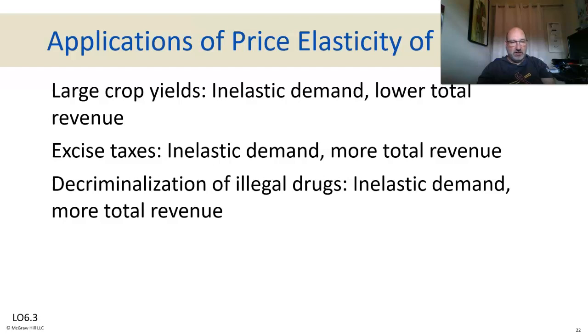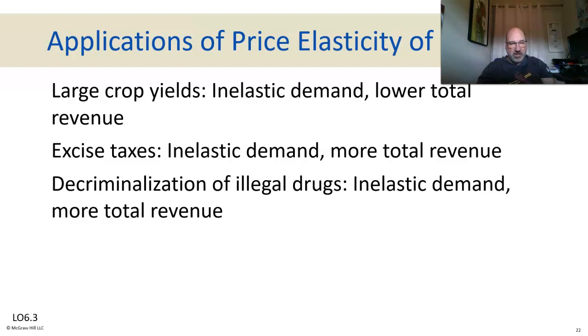Excise taxes: it's an inelastic demand, so more total revenue, and this is for the government. They put excise taxes on certain goods, mostly vice goods and gas. So there are excise taxes on your liquor, your cigarettes, your beer. I think it's on all the alcohol, and the gasoline and the cigarettes.